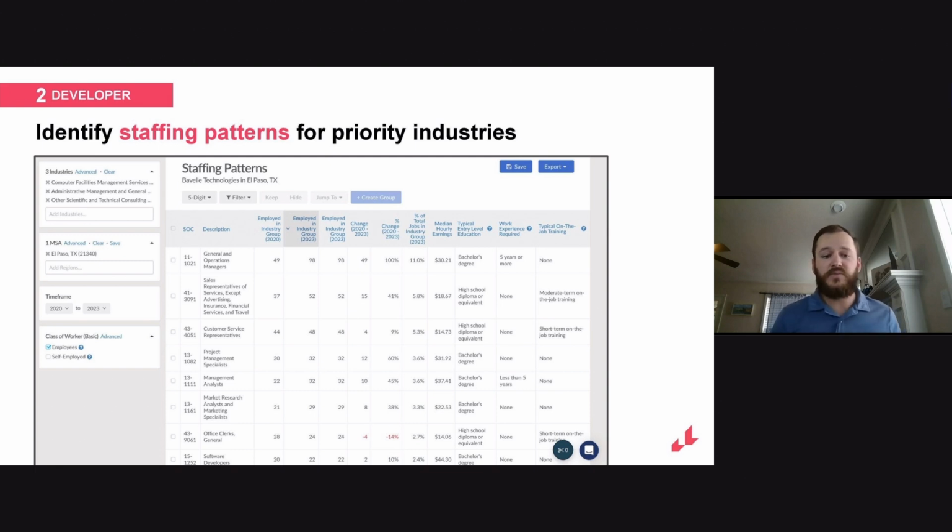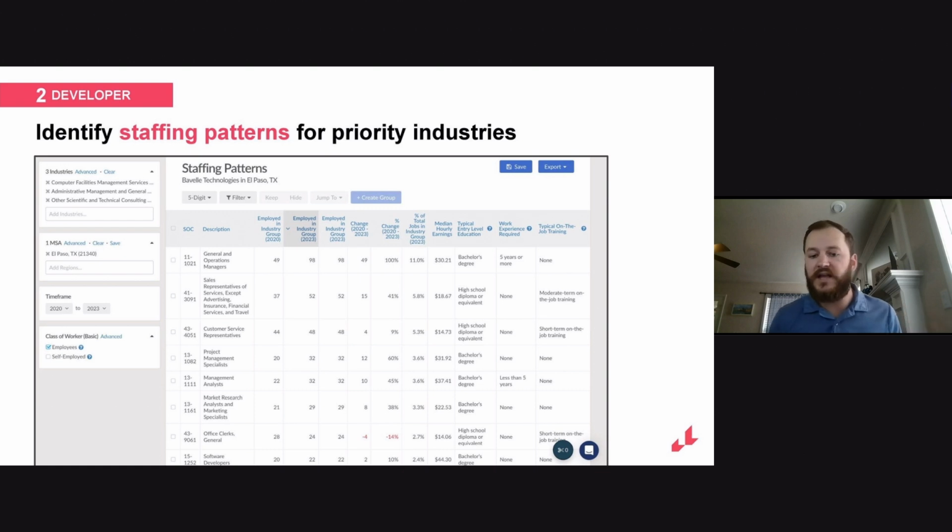Staffing patterns is a really powerful tool for understanding what workforce a company might need. A lot of times, when you are targeting these companies, they might not necessarily tell you, and a lot of times they might not necessarily know what occupations they need to support their business. And so we can utilize the staffing patterns to say, hey, these are the occupations that are typically associated with this industry. We can see what percent of the industry they make up.